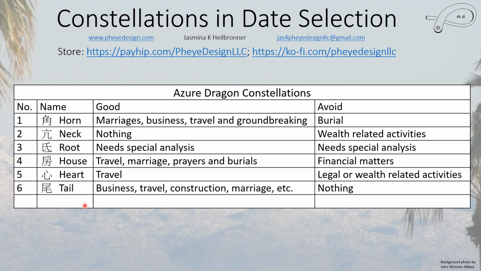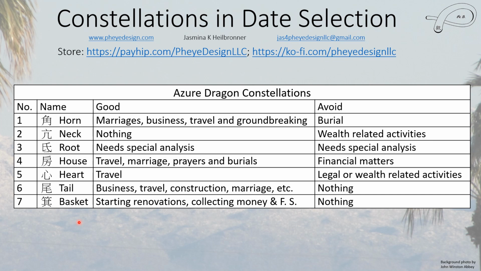The number 6 is tail. It's good for many, many things. It's actually good for almost everything. And basically, you can do anything on this day. It's very good. Now, it doesn't necessarily list groundbreaking, but certainly you could do groundbreaking then too, because it doesn't say that's a bad thing. However, this day is particularly good for groundbreaking.